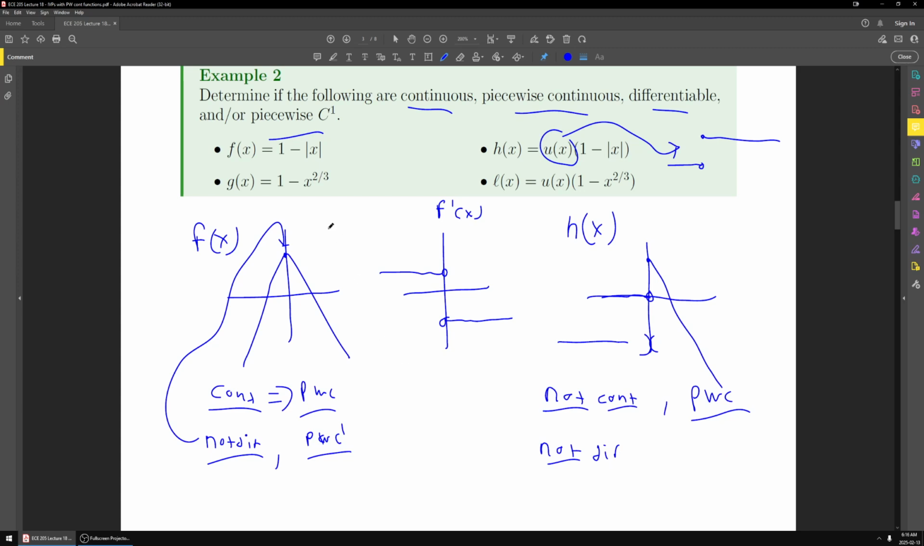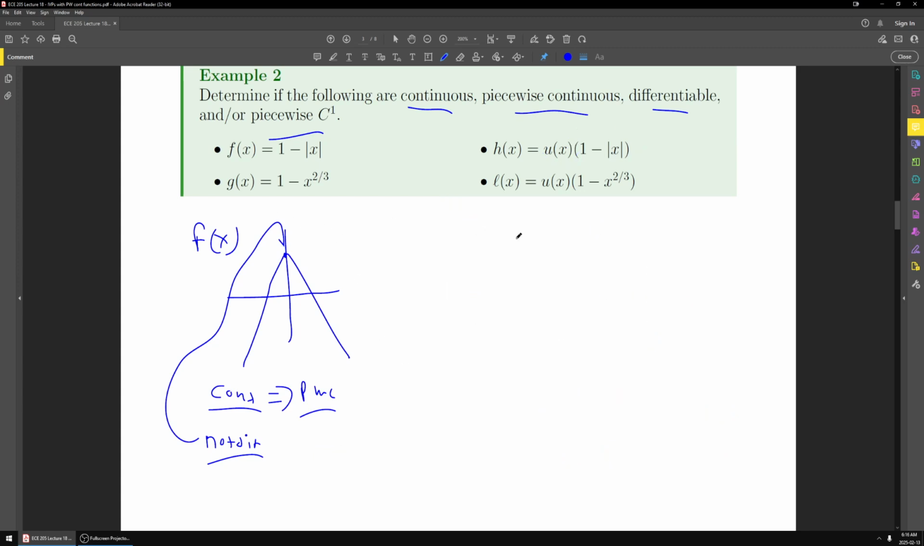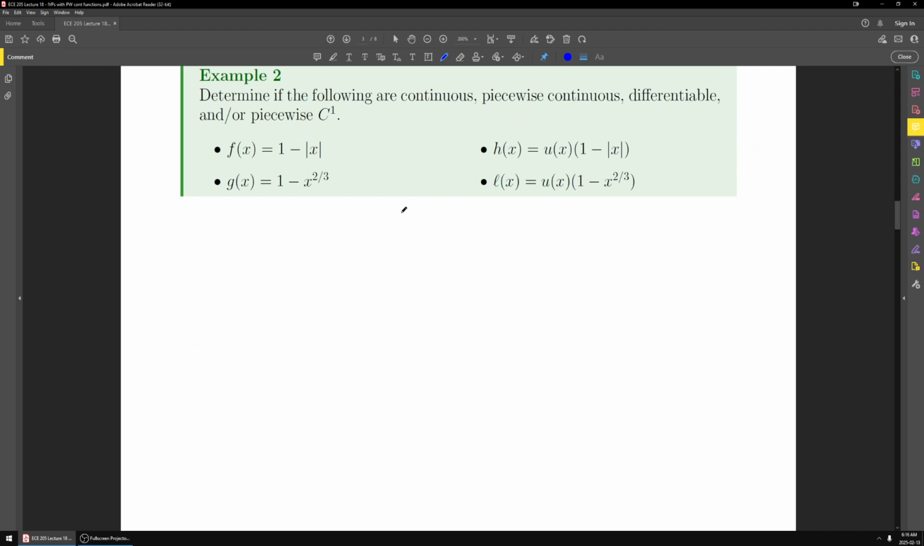Okay, so now I'm going to wipe this, and we'll do it with g and l. So for g of x, we can do the same thing. You can just plot the function. This one's a bit trickier. Right? At 0, I still have 1. And if I think of what x to the 2/3 looks like, right, its limit as x goes off to infinity will be infinity, but at 0, just this term will have basically like a square root type behavior.